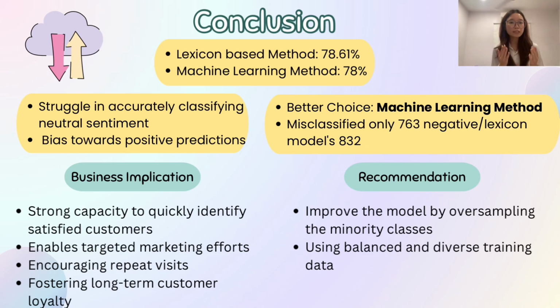For the hospitality industry, this means businesses can quickly identify satisfied customers and reinforce successful services, supporting targeted marketing and fostering customer loyalty. To address the limitations, future improvements should focus on oversampling minority classes and using balanced, diverse training data. Oversampling minority classes means increasing neutral and negative samples in the training data to balance the dataset. This will help the model better recognize all sentiment types and enable hotels to proactively enhance their services.